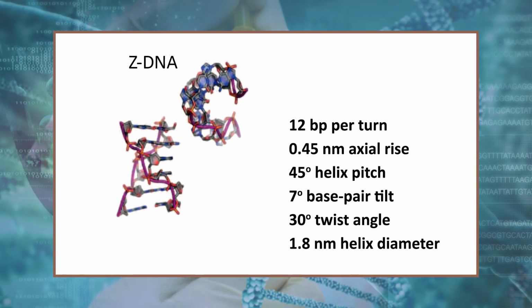It has 12 base pairs per turn as compared to 10 base pairs in bDNA, and it has 0.45 nanometer axial rise, 45 degree helix pitch, 7 degree base pair tilt, 30 degree twist angle, and a 1.8 nanometer helix diameter, as compared to 2 nanometer diameter in case of bDNA.